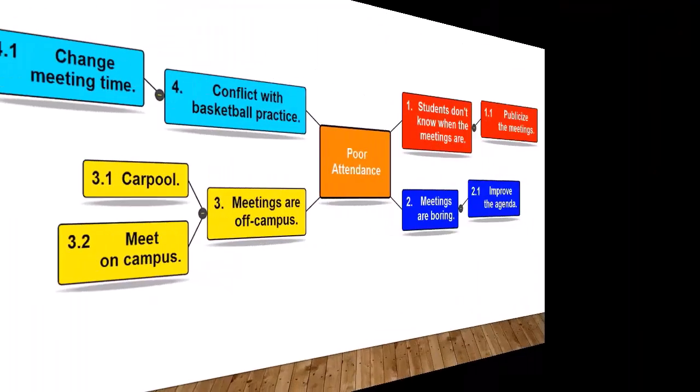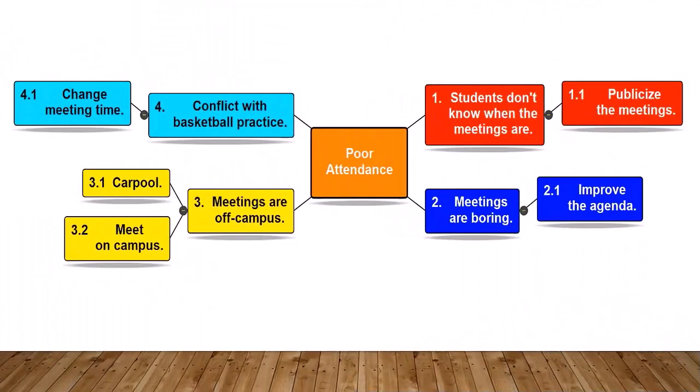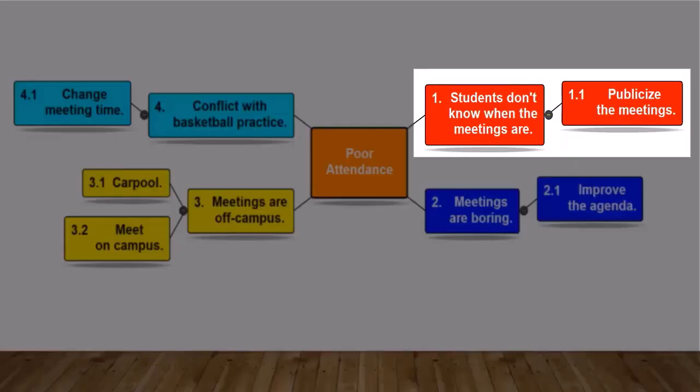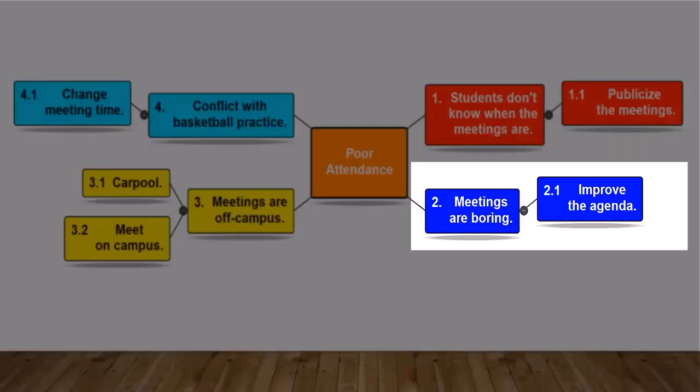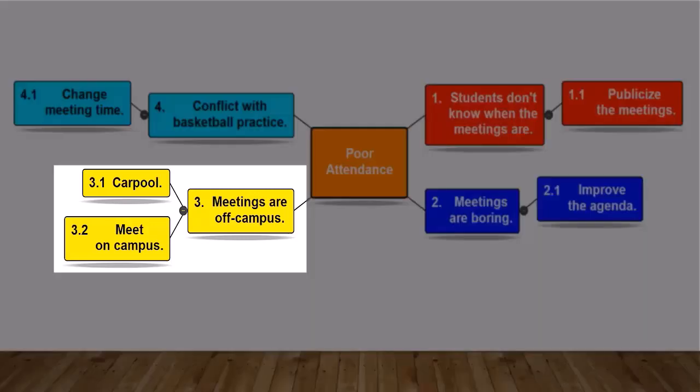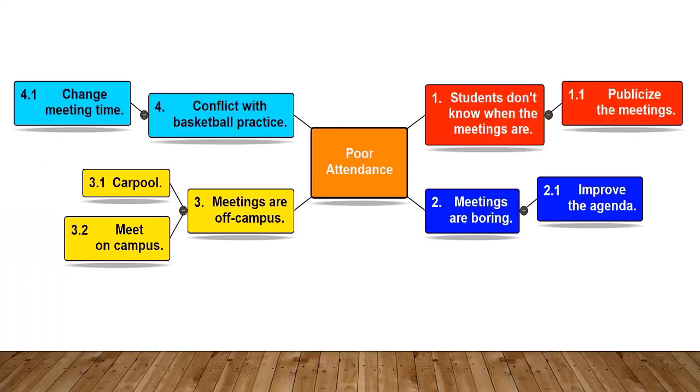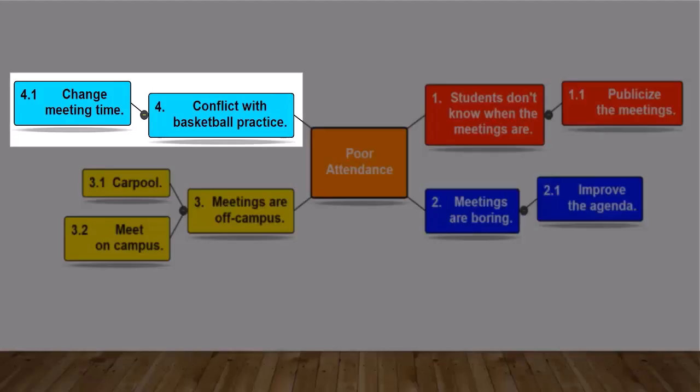Let's review a few potential solutions for our problem of poor attendance. If students don't know when the meetings are, publicizing the meetings should help. If the meetings are boring, improving the agenda by making the meetings more valuable should help. If the meetings are off campus, perhaps students can carpool to the meetings, or perhaps the meetings can be held on campus. Those solutions might work. And of course, if the meetings conflict with basketball practice, you can change the meeting time.